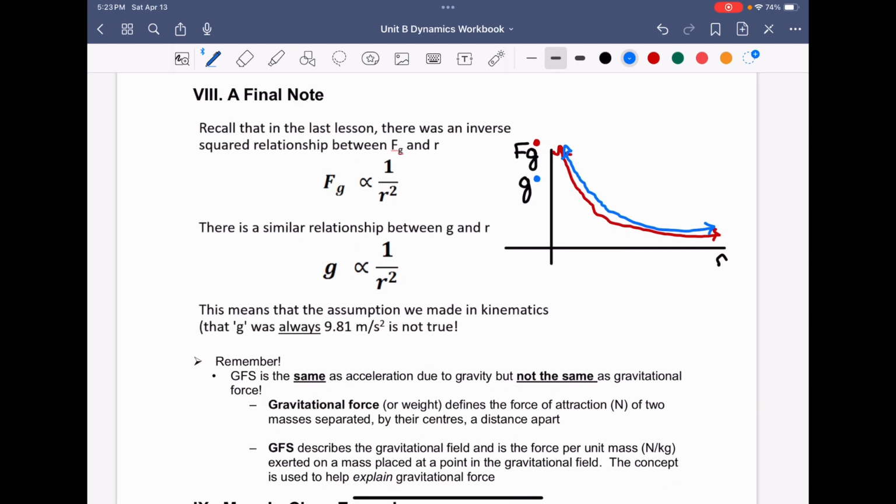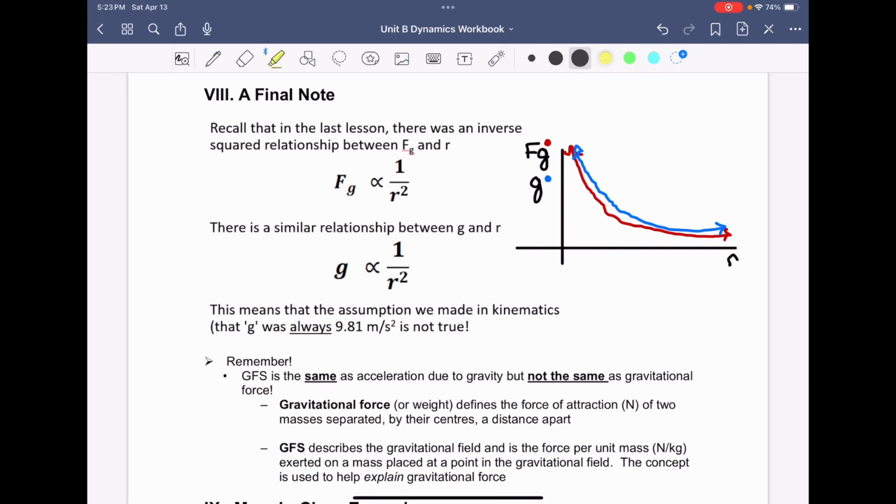Now, with these ones, we do not want to assume moving forward that g is always 9.81. That is not true. In kinematics, the reason we said that was because everything was close to the Earth's surface.